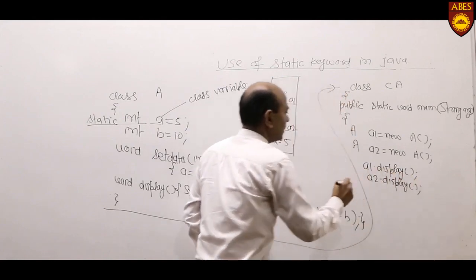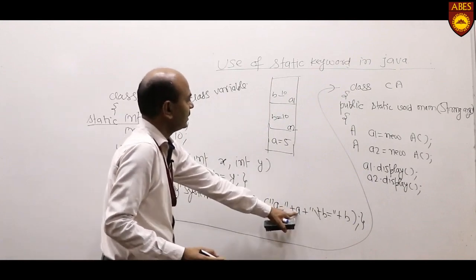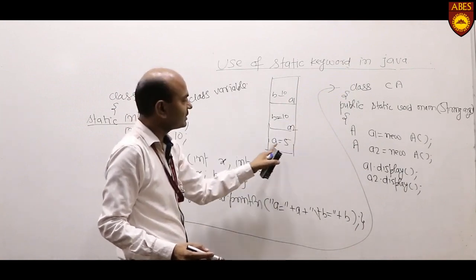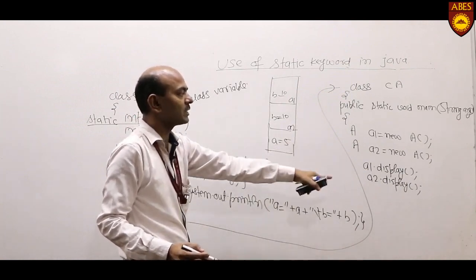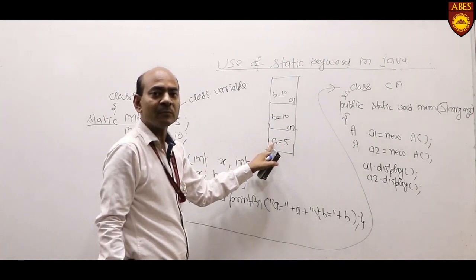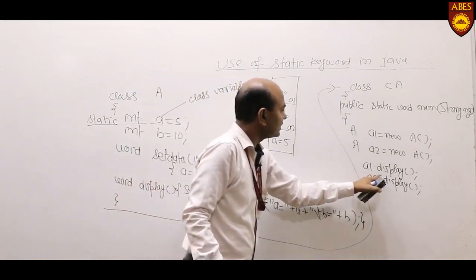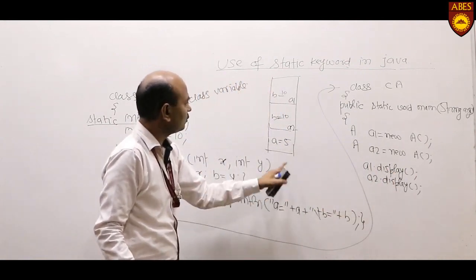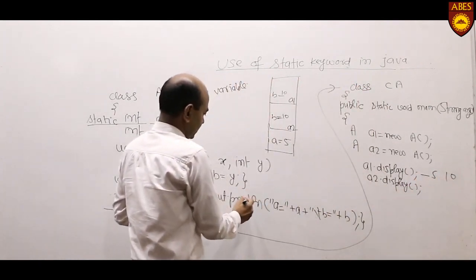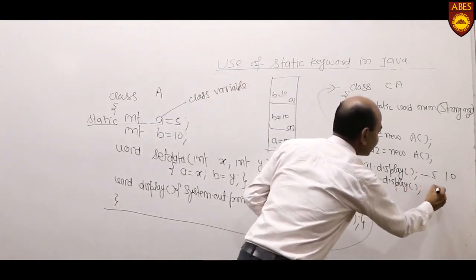What will happen here? When the display method is called on a1, this variable A is of both objects a1 and a2. Rather we will say this variable will be shared by all objects of the class. This is common to all objects, so it can be considered as a global variable to all the objects of this class. Initially, if we call a1.display, then the values of A and B will be 5 and 10. In case of a2.display, the values of A and B will be 5 and 10.